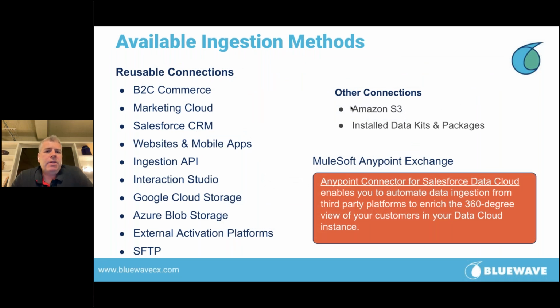Some of the available ingestion methods, again just touching on those: we've got a number of reusable ingestion methods. You can see on the left column there, we don't need to go into all of them, but you can see Marketing Cloud, Salesforce CRM, various websites, mobile apps, SFTP, Interaction Studio, Ingestion API. We've got other connections such as Amazon S3, which you'll actually be using today along with Salesforce and Marketing Cloud, and then other installed data kits and packages.